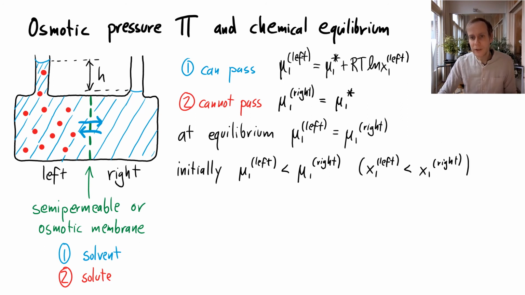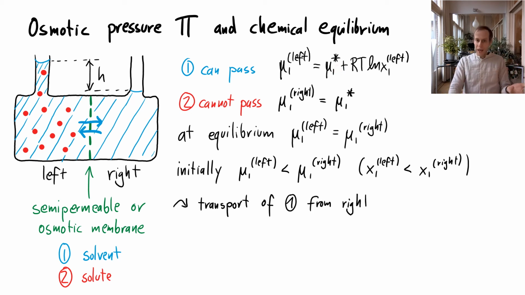Well, initially, the mole fraction of the solvent in the left compartment is smaller than the mole fraction of the solvent in the right compartment, because there is also the solute, which will basically reduce the mole fraction of the solvent. And if that mole fraction of the solvent is a number that is smaller than 1, then this logarithm will become negative, and that will make the chemical potential become smaller than that of the pure solvent, right?